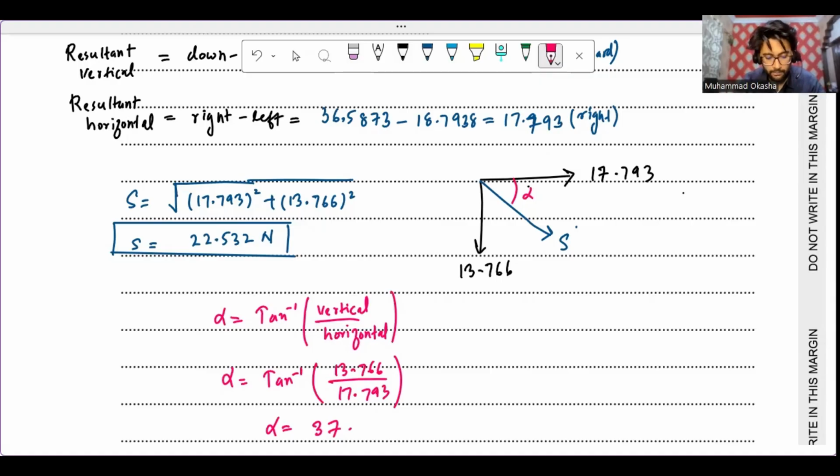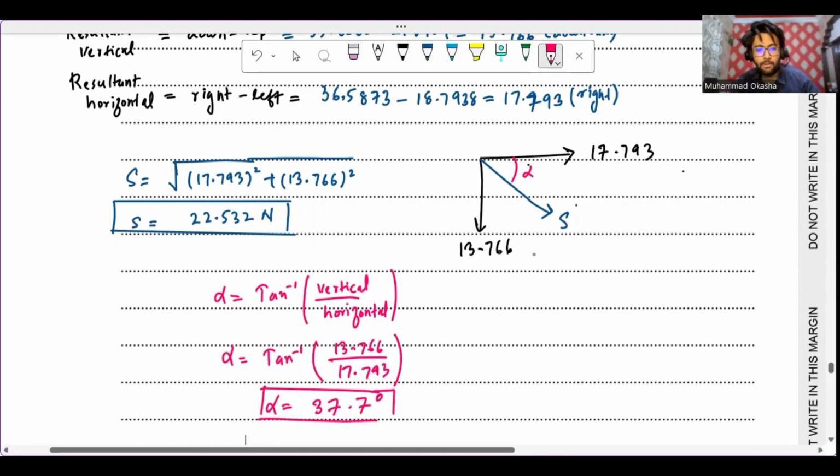You can also do it on your calculator. Tangent inverse 13.766 divided by 17.793, and I am getting 37.7 degrees. Up to 3 sig figs, that is my answer for alpha.